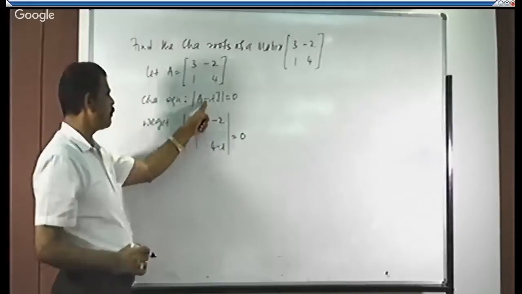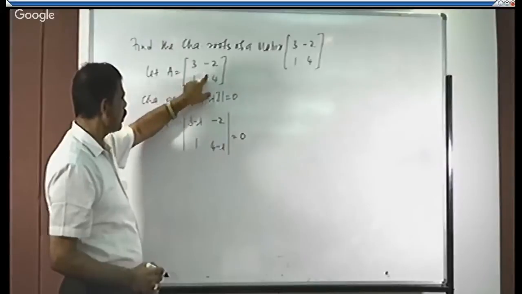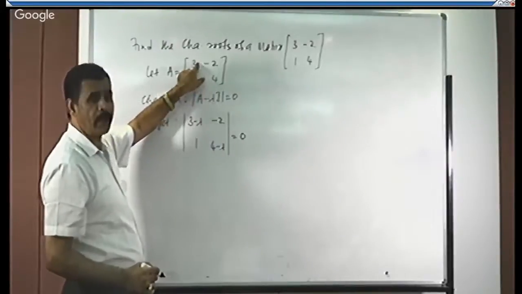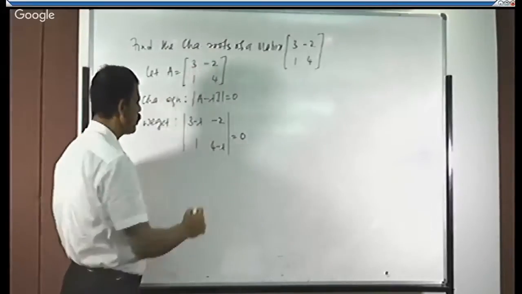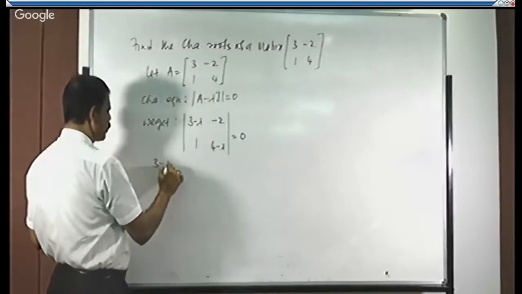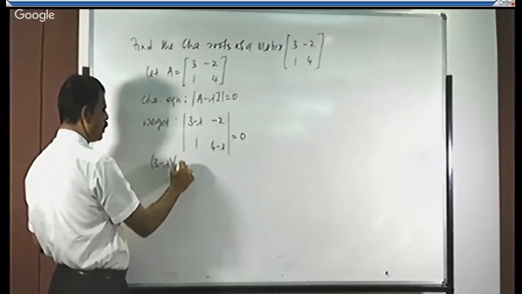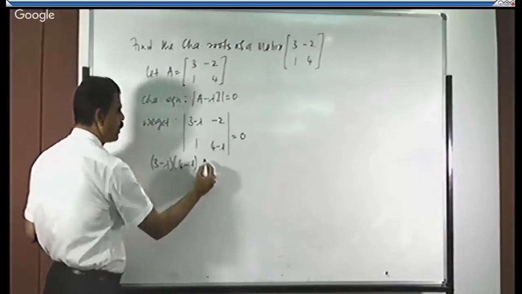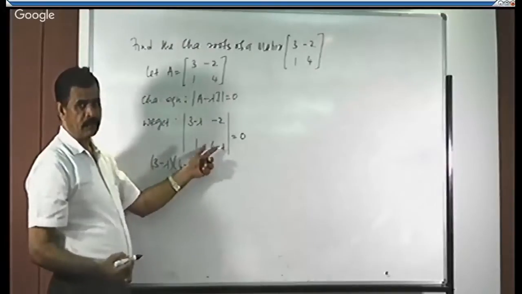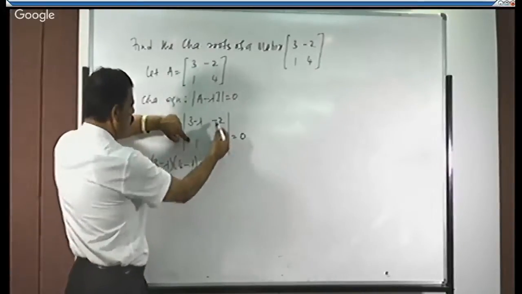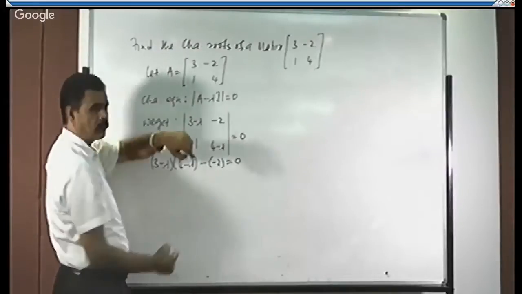The simplified form of this will become this. In the given matrix, we have just put minus lambda to the principal diagonal elements. That's all. It is a determinant, right? Expand this. The product of principal diagonal elements, 3 minus lambda into 4 minus lambda, minus, this is the formula which comes in the expansion of a 2 cross 2 determinant, the product of secondary diagonal elements, which is 1 into -2 is -2, is equal to 0.